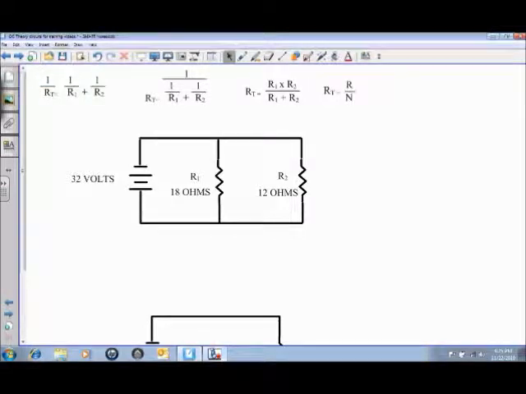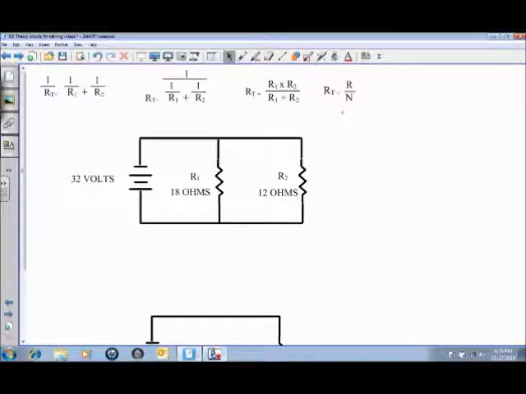Okay, this demonstration is going to be on calculating resistance in a parallel DC circuit. Pretty simple one. We only have two resistors in parallel. We're going to talk about the different formulas that you can use in order to calculate your resistance in a parallel circuit.